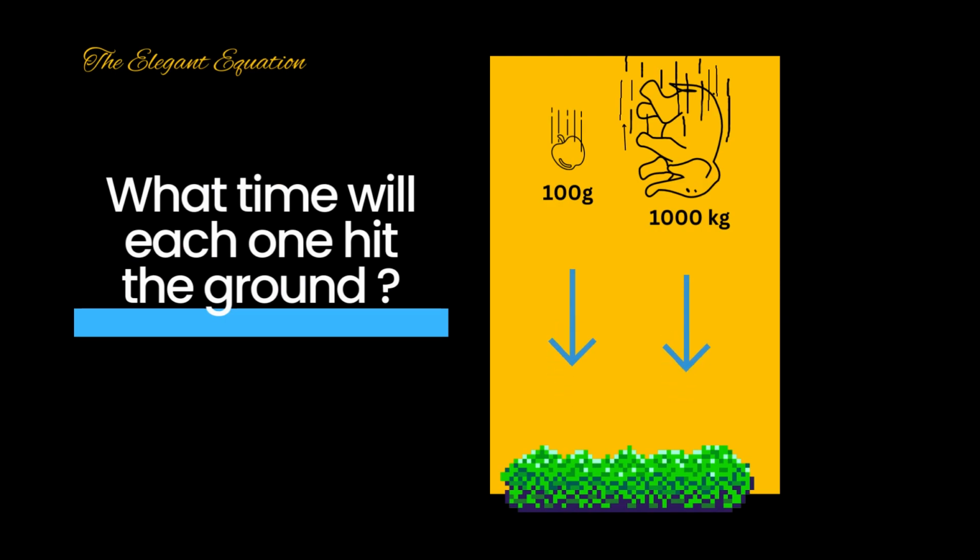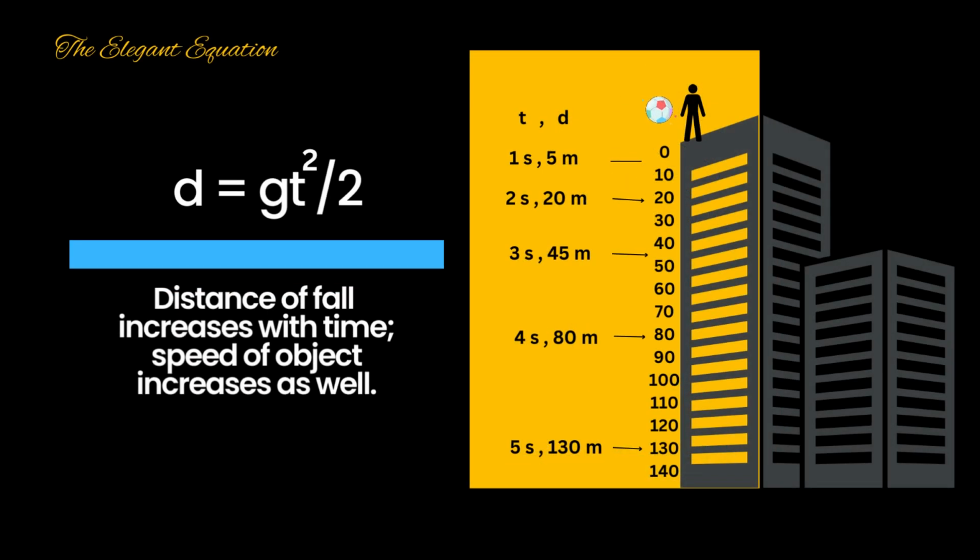So, in this drawing, if the apple is 100 grams and the elephant is 1,000 kilograms, what time will each one hit the ground? In this next illustration, notice that when an object at rest is dropped from the top of the building, its distance of fall changes with time. Also, note that in 1 second, the object reaches a distance of 5 meters downward.